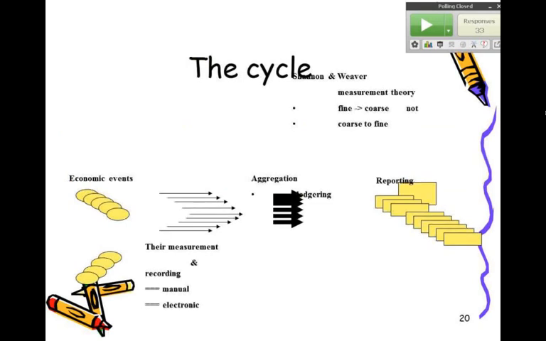Okay, this is to make your life a little bit easier on that story. This is a kind of vulgarization of measurement theory. Things happen.